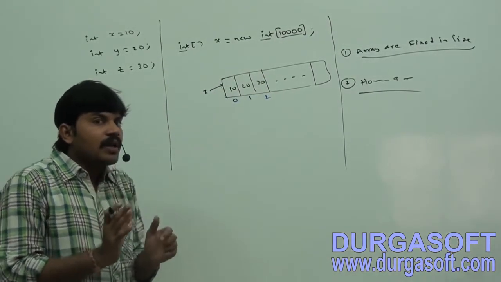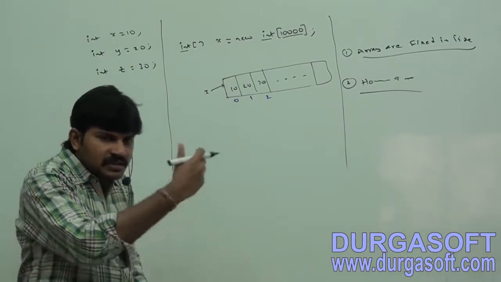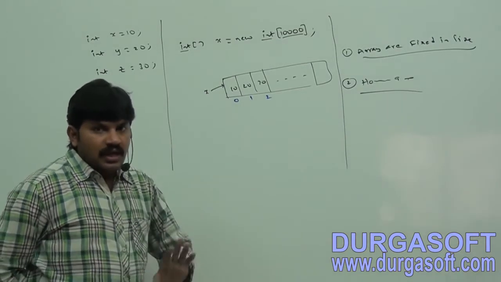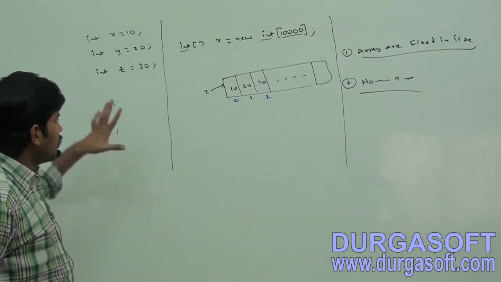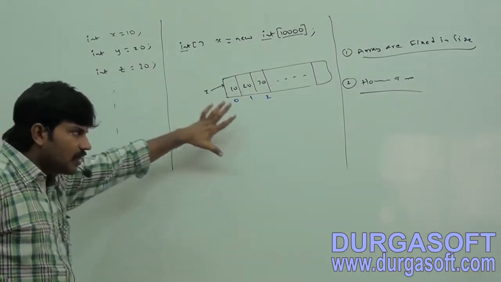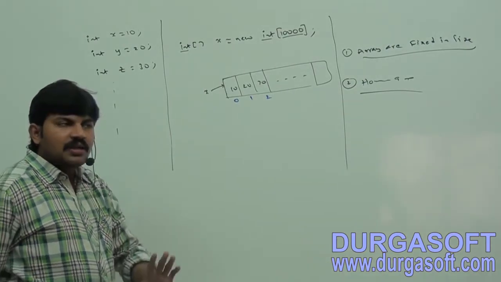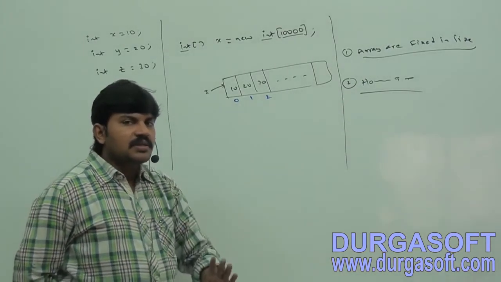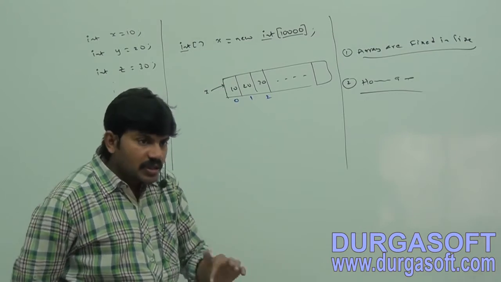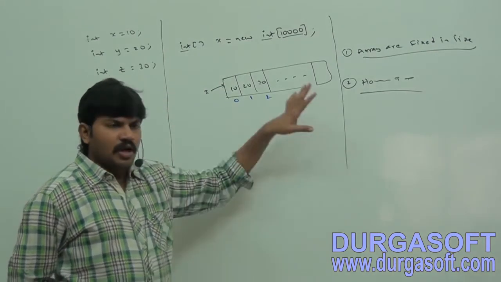To overcome these problems, next level we should go for which concept? The Collections concept. Individual variable approach, then arrays approach, and the next level is the Collections concept. Collections are not fixed in size. Collections can accept both homogeneous and heterogeneous elements. Are you able to understand?